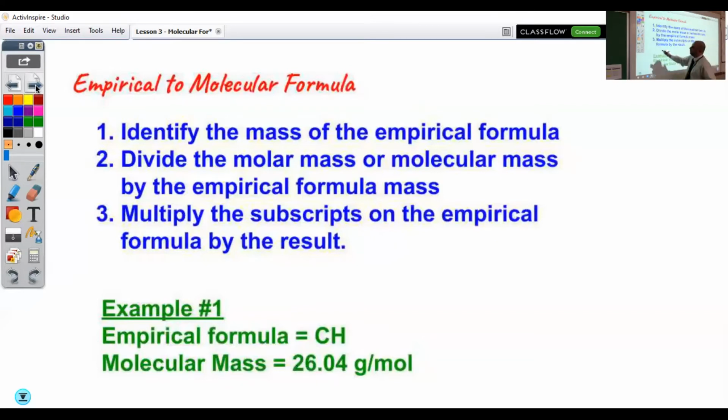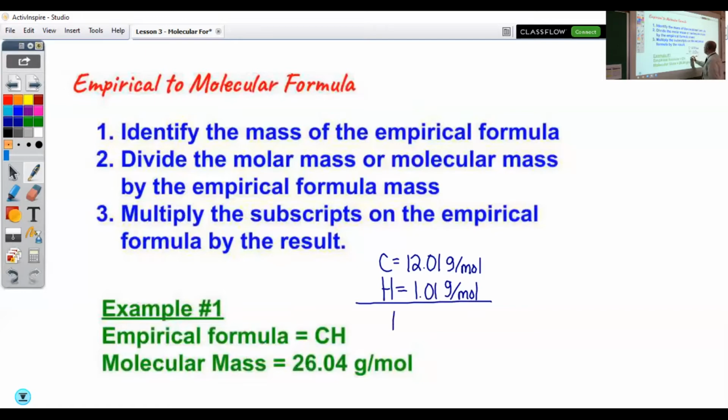In our first example here, we have an empirical formula that is equal to 1 carbon and 1 hydrogen. You might recall that carbon has a mass of 12.01 grams per mole, and hydrogen has a mass of 1.01 grams per mole, giving us a total of 13.02 grams per mole.